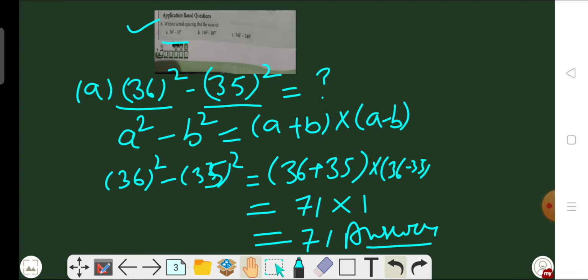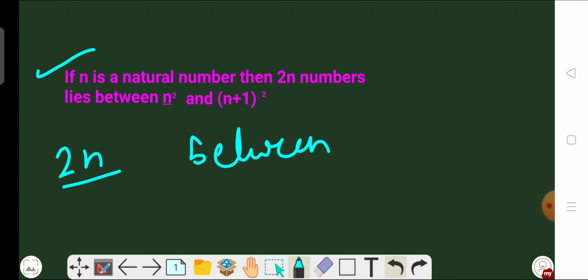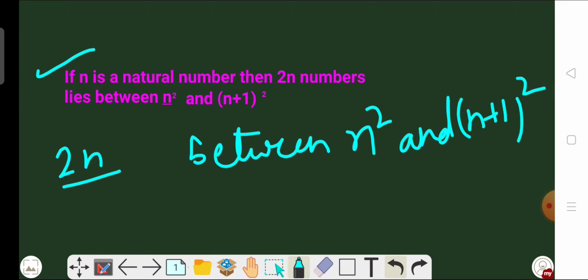Okay. Now we will move on to the next question. To understand the next question, first we have to understand some properties, beta. So look at the properties. The first is, if we have a natural number n, then there are 2n numbers between the square of n and n plus 1 square.